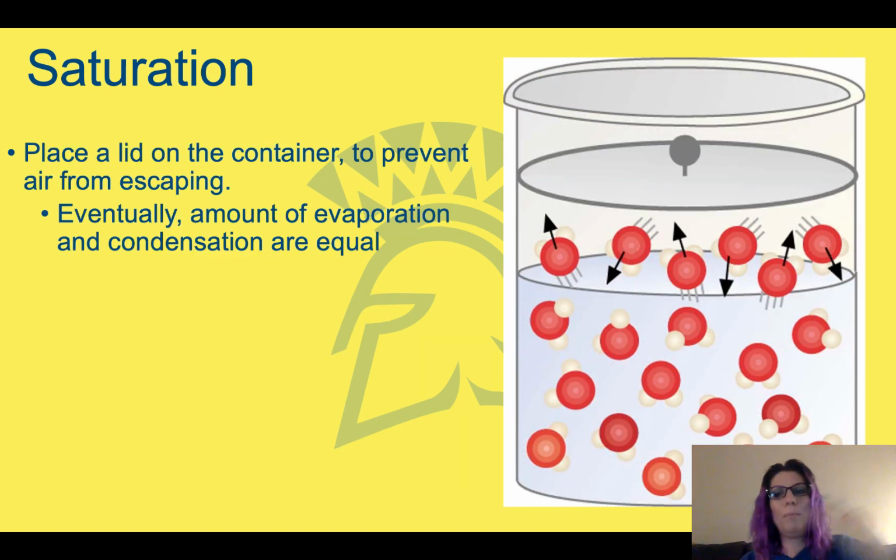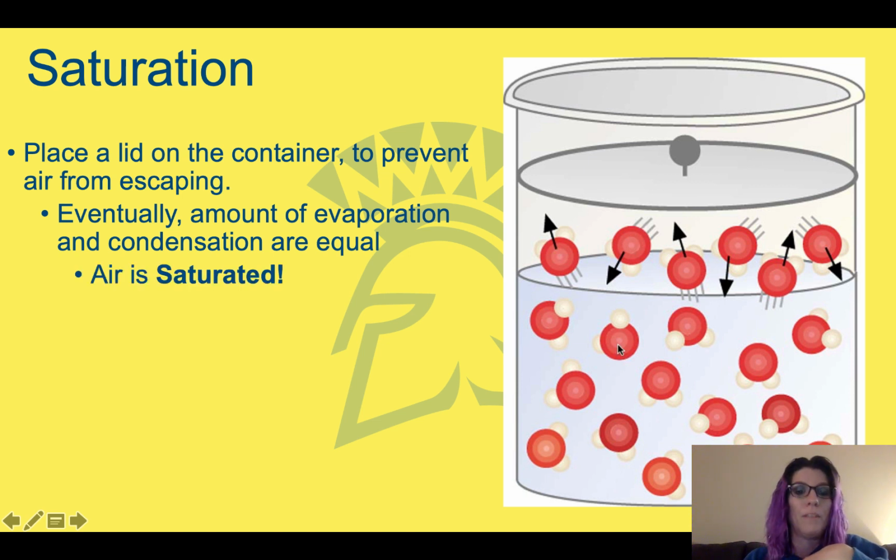All right, but what if we put a lid on top of this jar, and this prevents any of the air from escaping? Eventually, the amount of evaporation and condensation would become equal, right? There'd be no more net exchange of these molecules between the air above and the water below. That means that the air is saturated. It has as much water vapor as it can potentially hold.